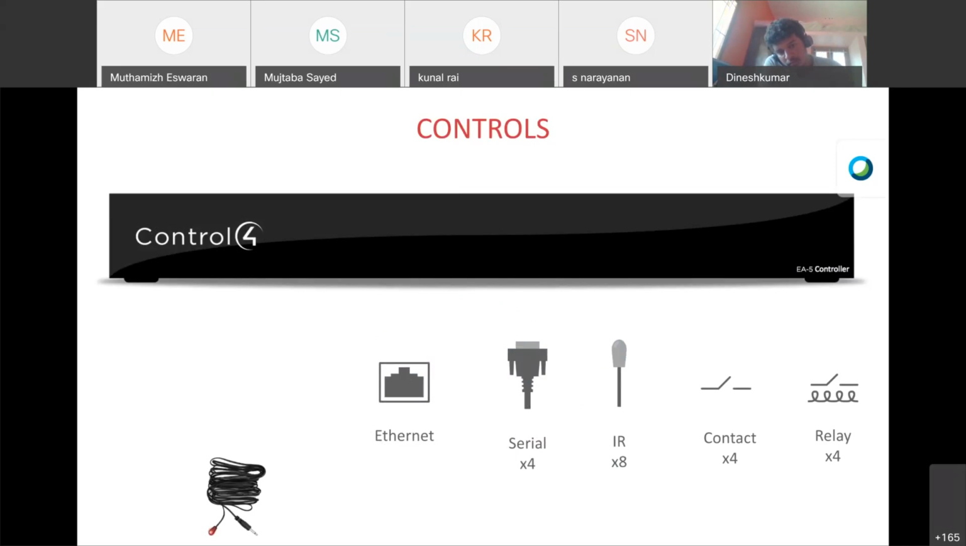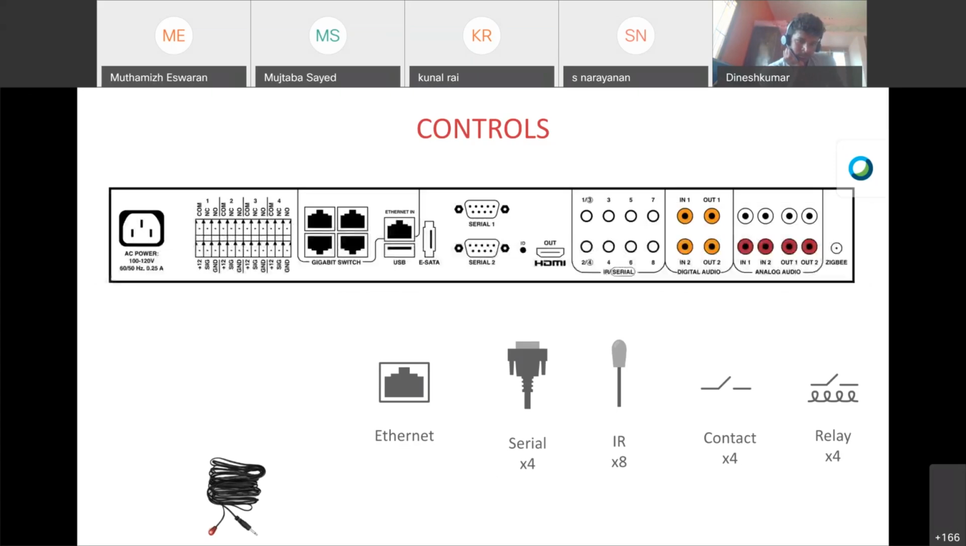The controller should have the capability to communicate with any of the devices you are integrating. Here I'm taking the example of one of my controllers, the EA5. What are all the ports it has? It has contacts, relays, IR and serial, and of course Ethernet. And after the Ethernet, we definitely have a Z-Wave module also to communicate with Z-Wave and Zigbee.